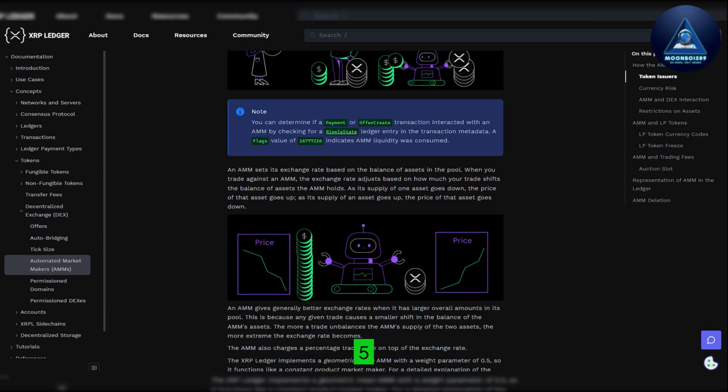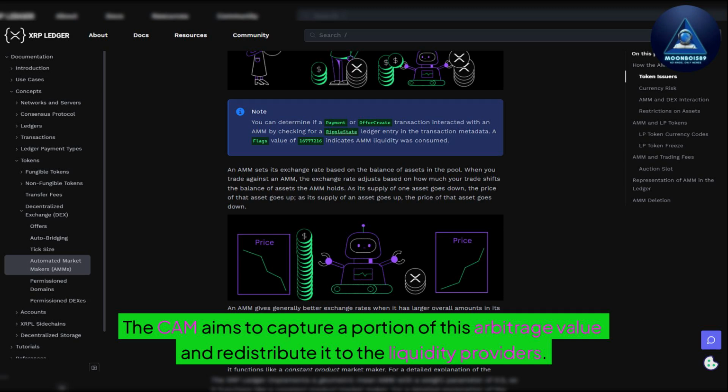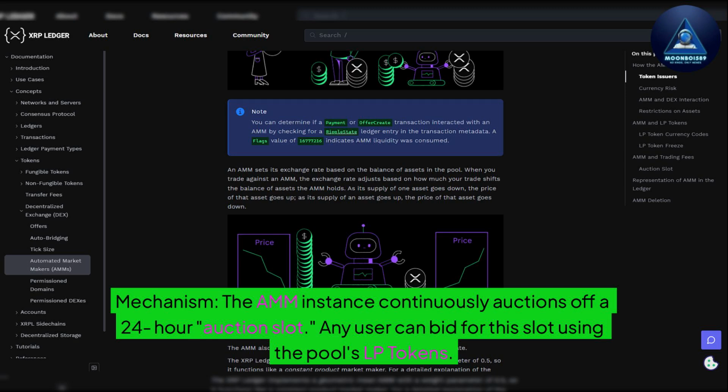This mechanism is built on the recognition that arbitrageurs play a crucial role in keeping AMM prices aligned with external markets, and they profit from these activities. The CAM aims to capture a portion of this arbitrage value and redistribute it to the liquidity providers. Mechanism: the AMM instance continuously auctions off a 24-hour auction slot. Any user can bid for this slot using the pool's LP tokens. The highest bidder wins the slot and gains the privilege of trading against that AMM with a significantly discounted trading fee, near zero, for the 24-hour period.